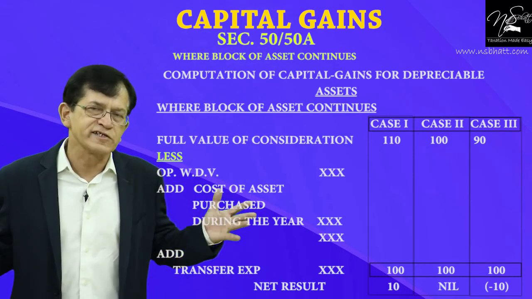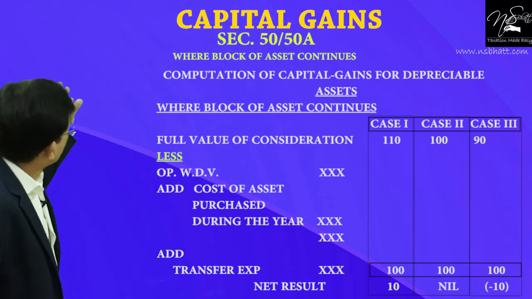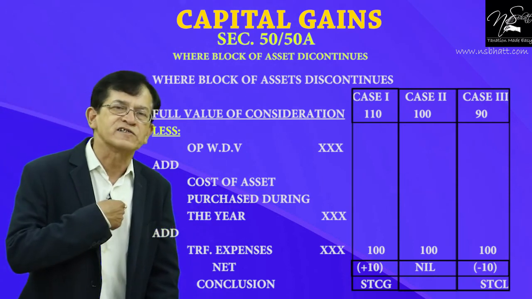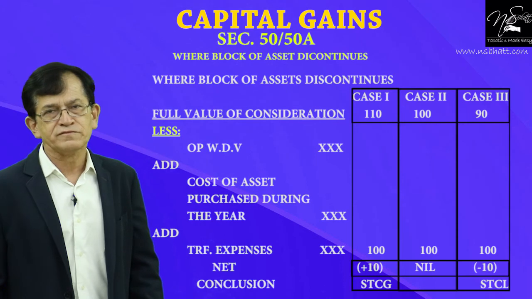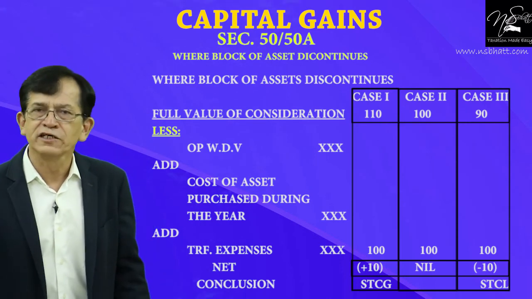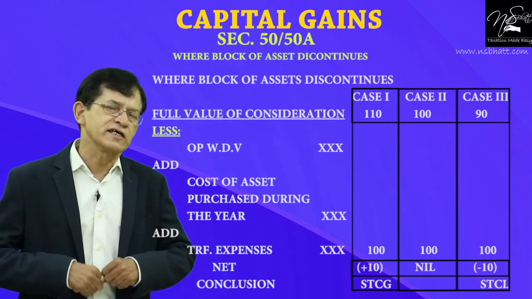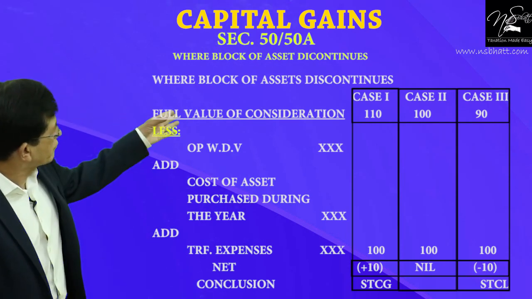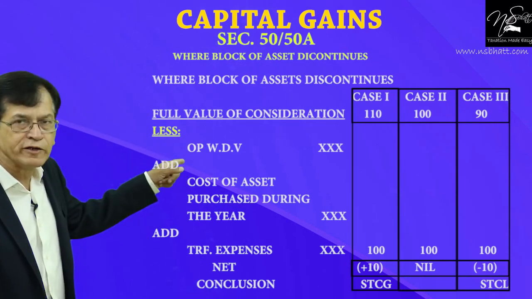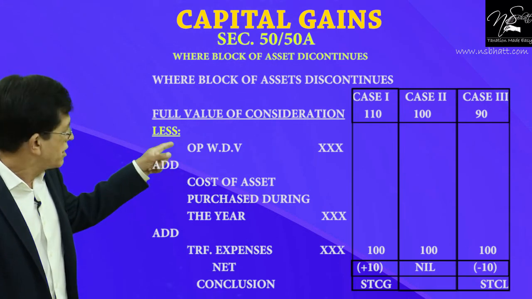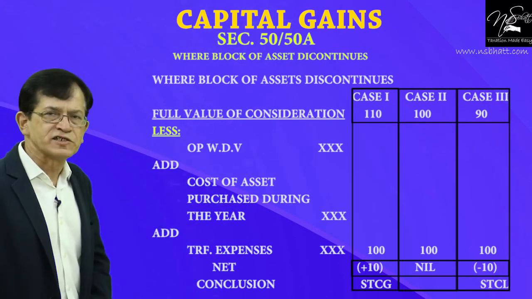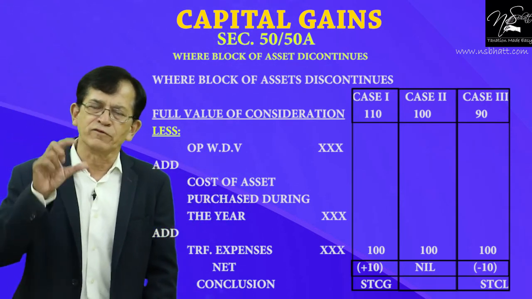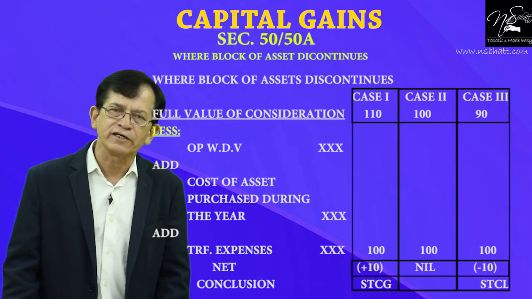I change the entire scenario. I say now, number one, the block is discontinuing. मतलब मैंने सारे के सारे assets बेच दिए. अप्रैल टू मार्च का ईयर है. दिसंबर में जाकर मैं सारे के सारे उस ब्लॉक के एसेट बेच देता हूँ. फिर से वही आएगा, फुल वैल्यू ऑफ कंसिडरेशन माइनस व्हाट, ओपनिंग WDV साल की शुरुआत में, एट कॉस्ट ऑफ एसेट परचेज ड्यूरिंग द ईयर, अगर परचेज किए हैं तो, एट द ट्रांसफर एक्सपेंस माइनस एवरीथिंग, and the result will be called the short-term capital gains.